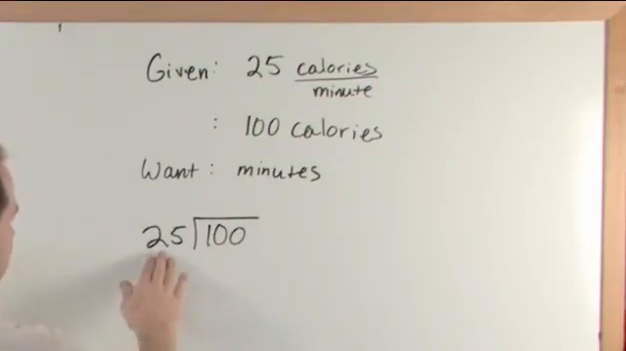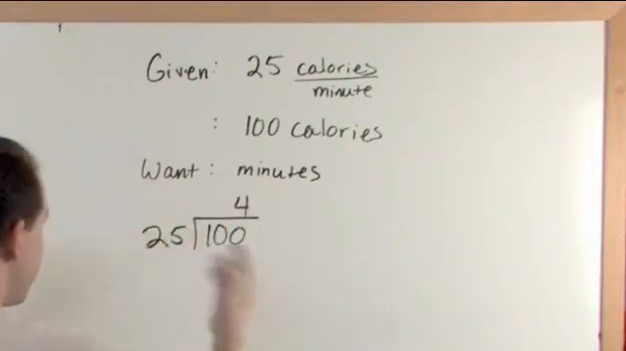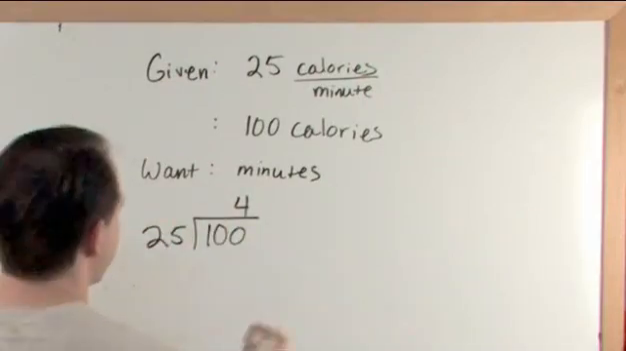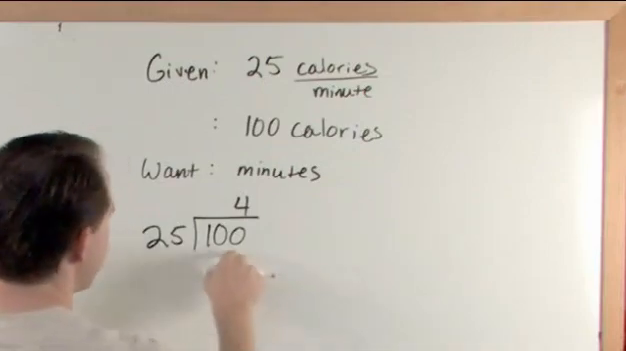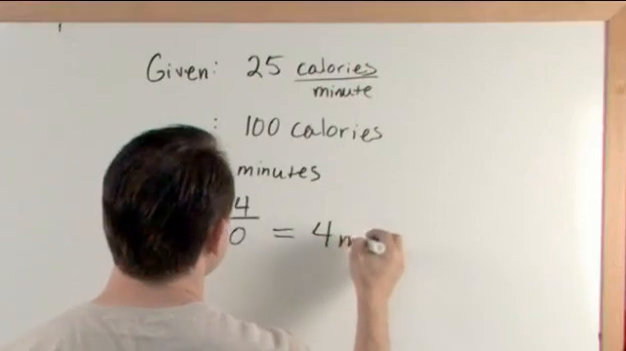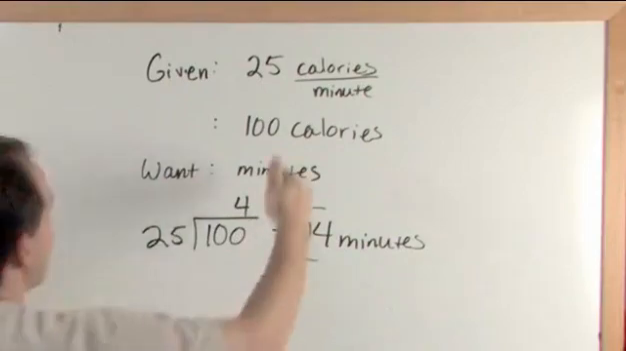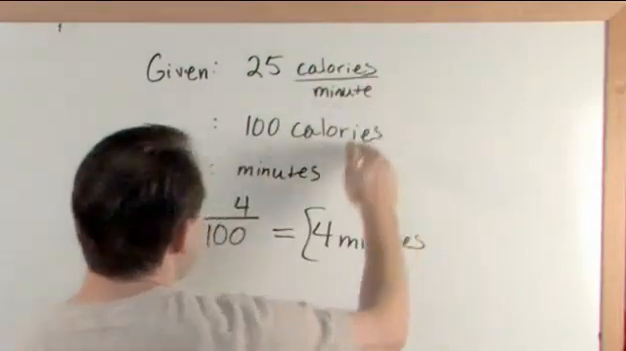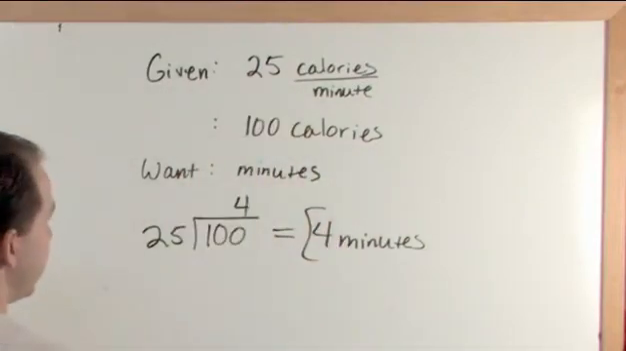So what do you think? How many times does 25 go into 100? 25 times what gives you 100? I think you'll all know that 25 times 4 will give you 100, okay? Just like there's 25 cents in a quarter and there's 4 quarters in a dollar. So 25 goes into 100 4 times, okay? So the answer to this problem is indeed 4 minutes, okay? Okay, and let's just see if this makes sense. If I'm burning 25 calories every single minute and I swim for 4 minutes, 4 times 25 will give me the 100 calories that I burned.